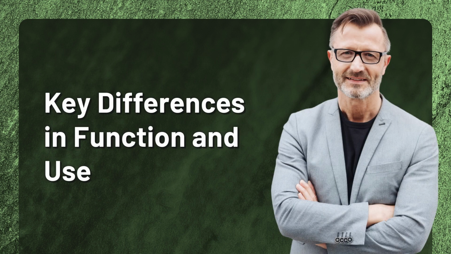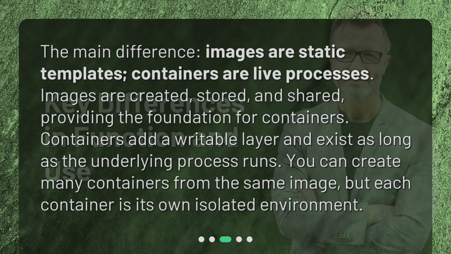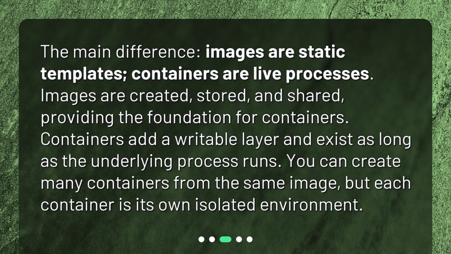Key differences in function and use. The main difference is that images are static templates, while containers are live processes. Images are created, stored, and shared, providing the foundation for containers. Containers add a writable layer and exist as long as the underlying process runs. You can create many containers from the same image, but each container is its own isolated environment.